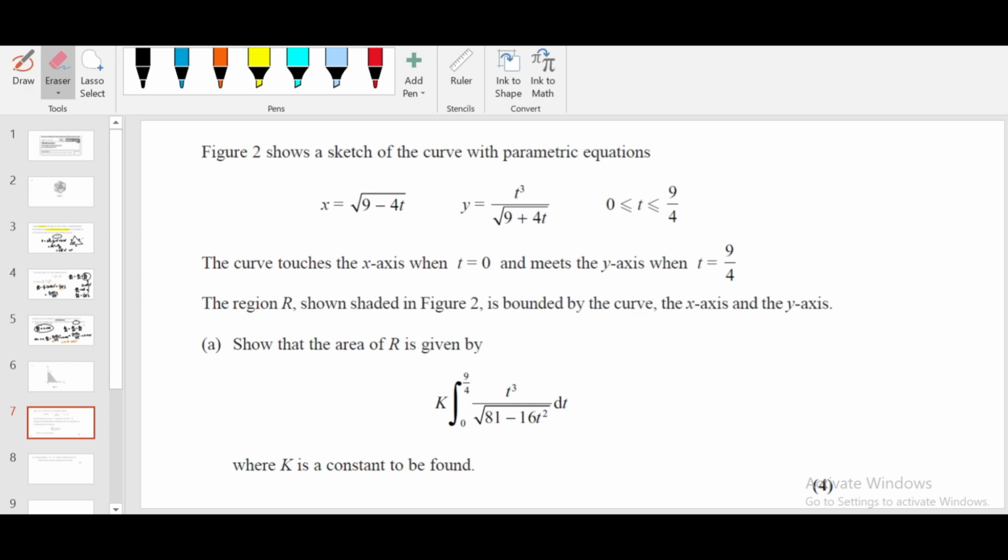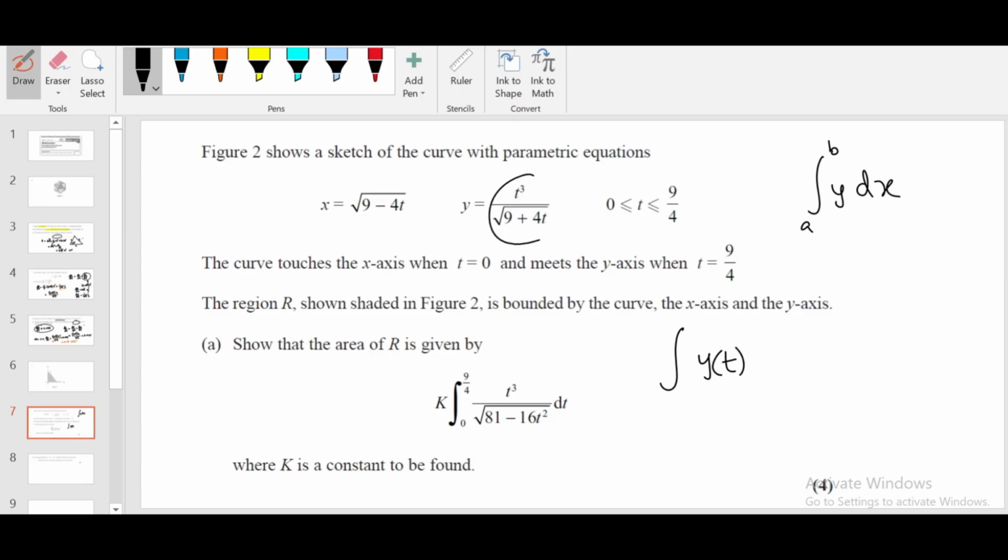The region R shown shaded in the figure is bounded by the curve, the x-axis and the y-axis. Show that the area is this. To find the area, when you have a Cartesian equation, the formula is just the integral of y dx, from a to b, or x1 to x2. When you have parametric equations, it's y of t times dx, where dx is the derivative of x times dt, from t1 to t2.